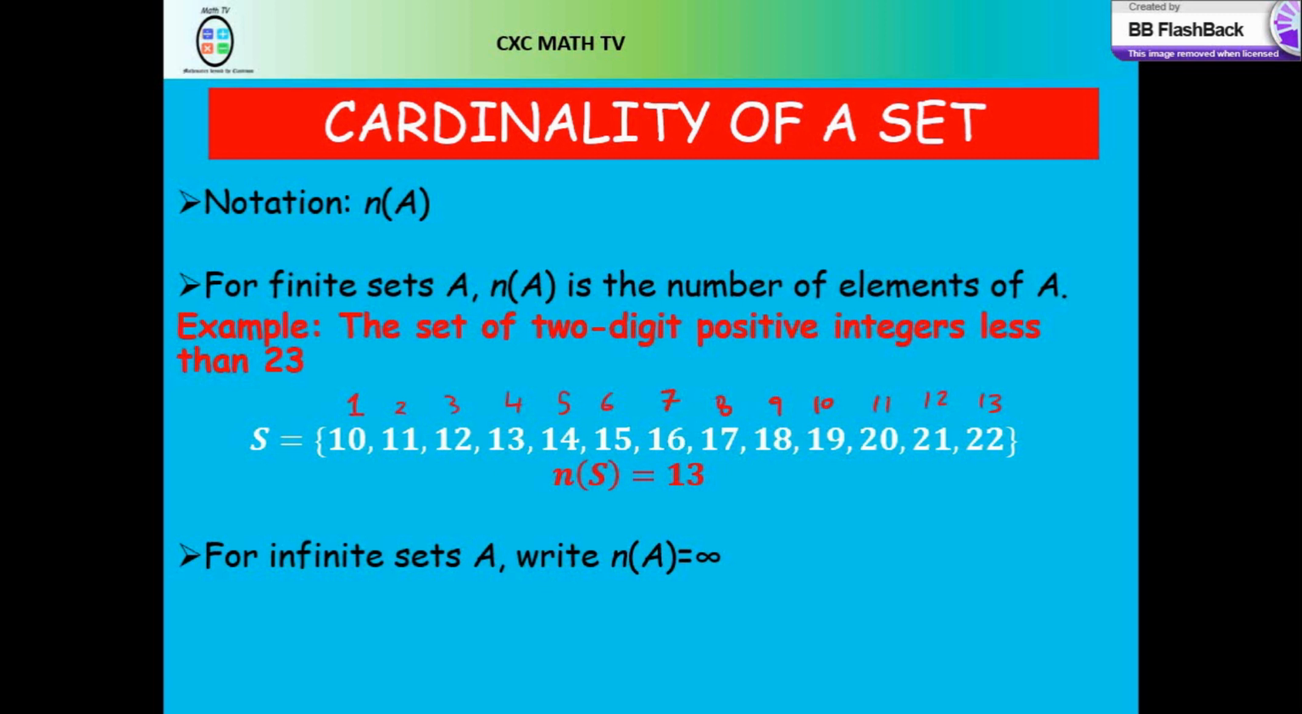Now, for infinite sets, we can't count the number of elements. We cannot find out the cardinality of the set. We don't know how many elements are in there. We definitely can't count it. So we use that symbol, this sideways 8, which means infinite. And that's it. For example, the multiples of 5 again: we keep going and going and going, and we never stop.